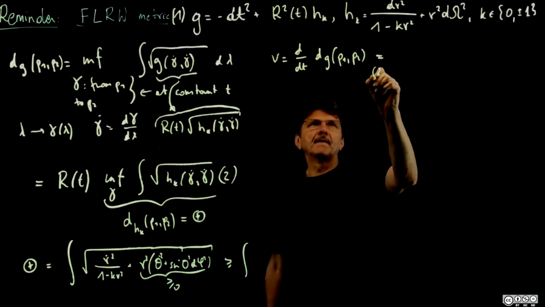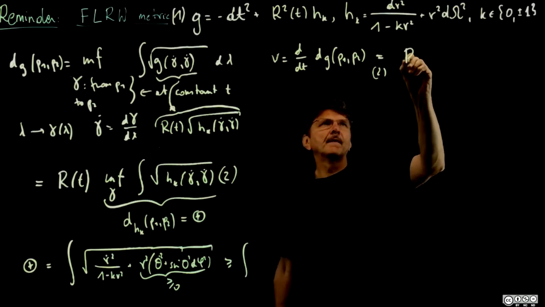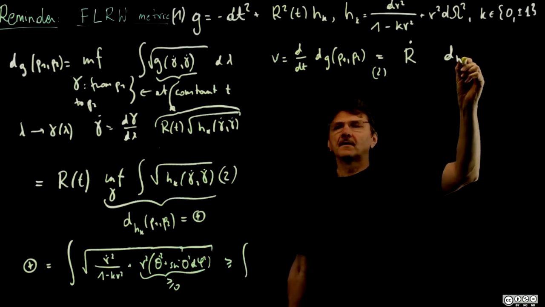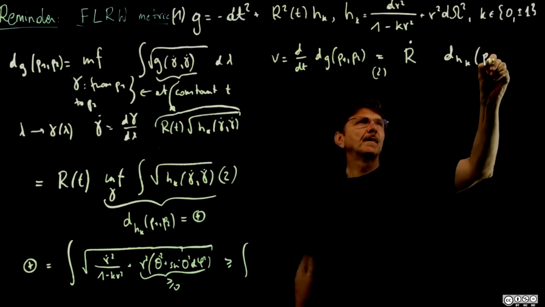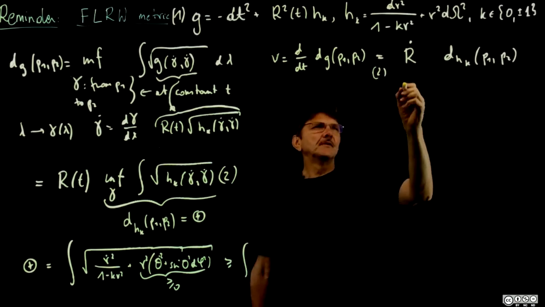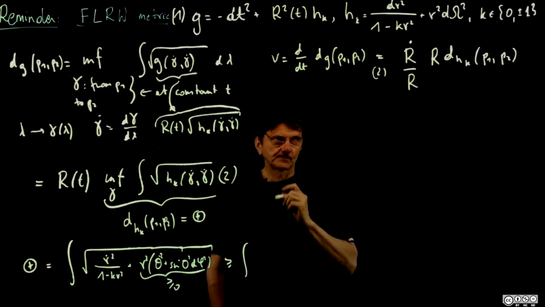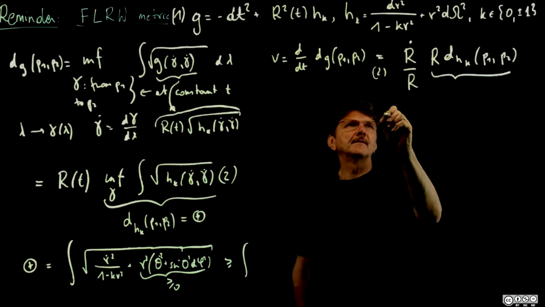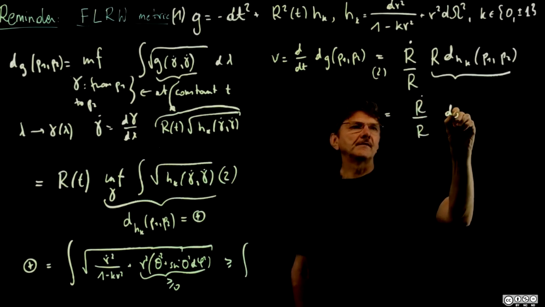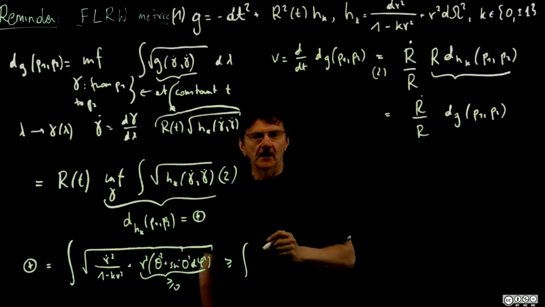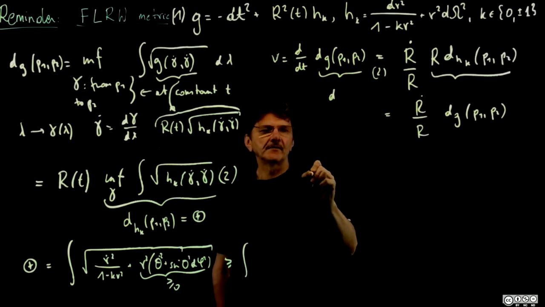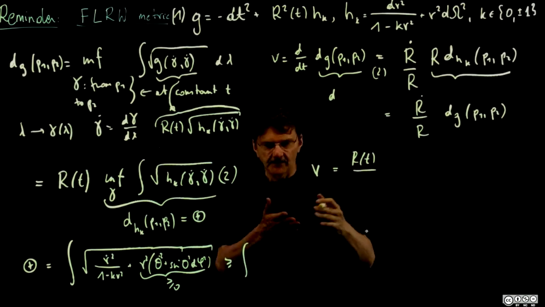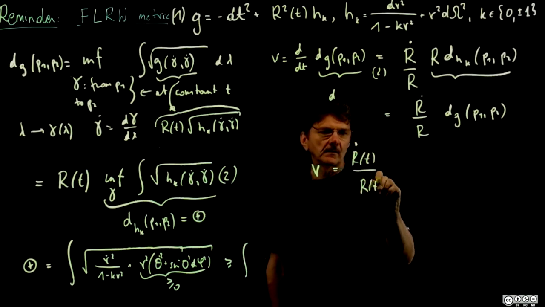Well, by equation two, this is going to be the derivative of R times, this doesn't change, dH of P1, P2. And nothing prevents me from dividing by R and multiplying. And we recognize this as our distance, right? So this is R prime over R times d. So if you just call this D for simplicity, then we have that V is equal to, well, R of T depends upon T, R dot of T over R of T times the distance.